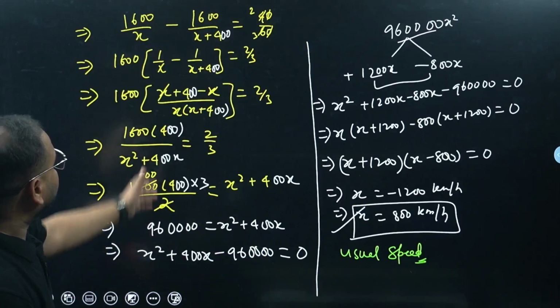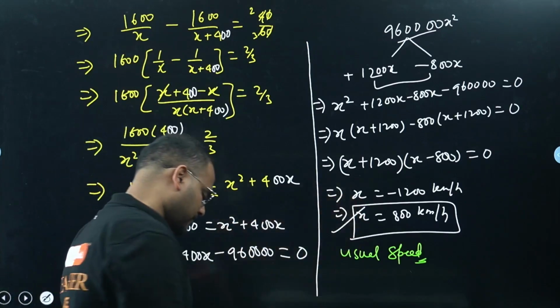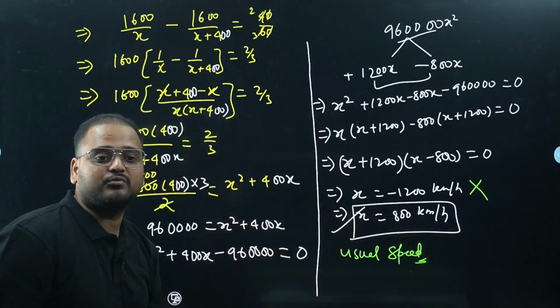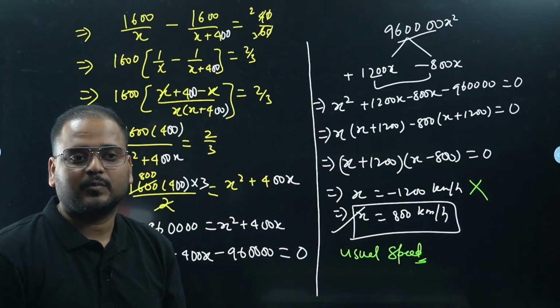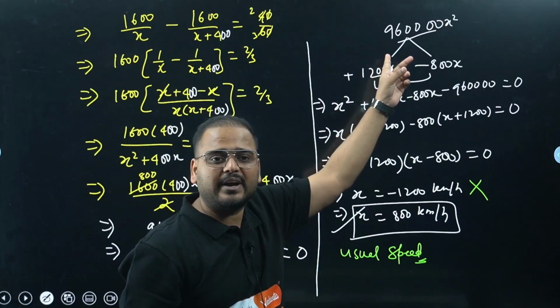We solved the equation, got two answers, 800 and minus 1200. We will not take negative because speed will not be negative. 800 is my usual speed. Question is solved. Number looks bigger, but I told you ignore the zeros. Just take care of 96.